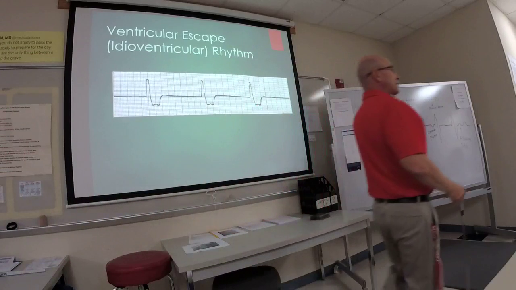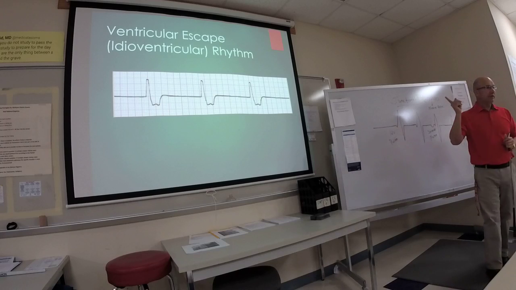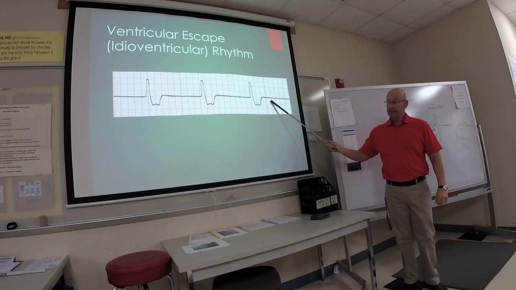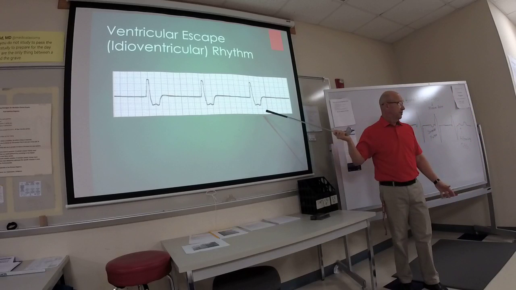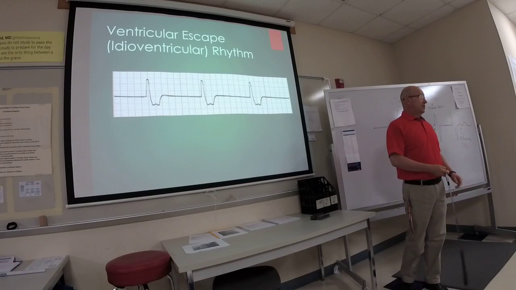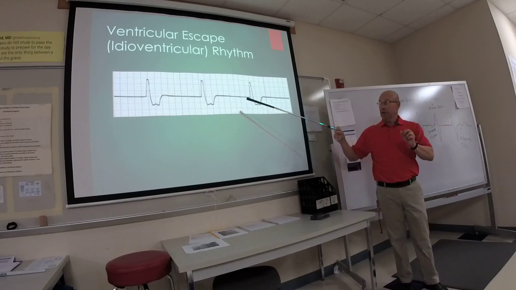Usually this doesn't have a pulse. It doesn't have a palpable pulse. When you have an idioventricular rhythm, you're going to start compressions because they're not going to have enough cardiac output at 30. This is when they bring in the Doppler pulse and try to hear it with the Doppler.